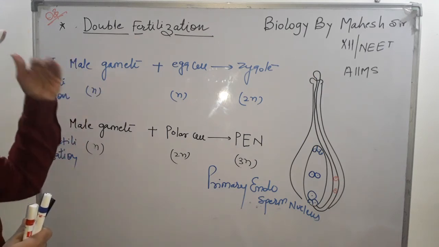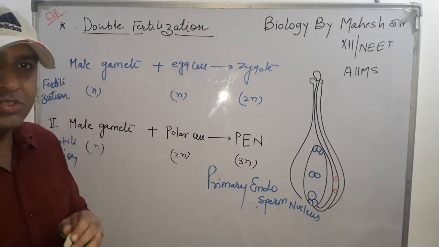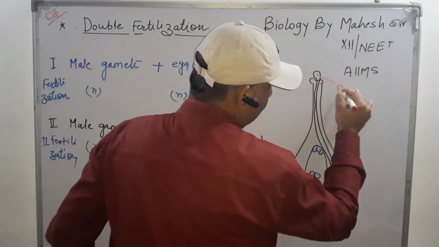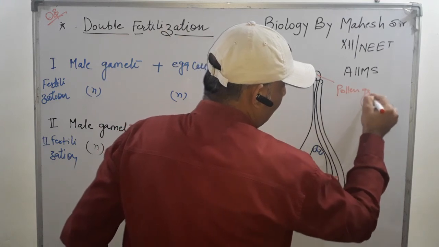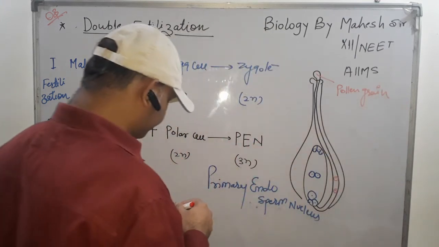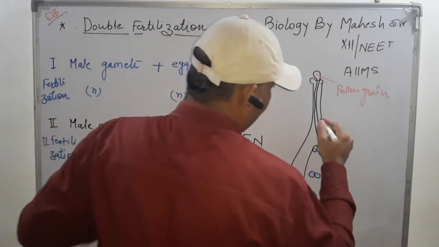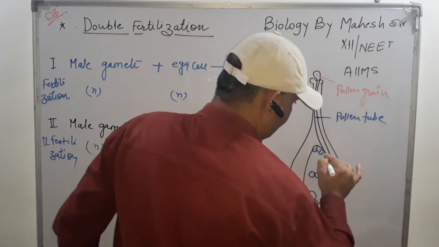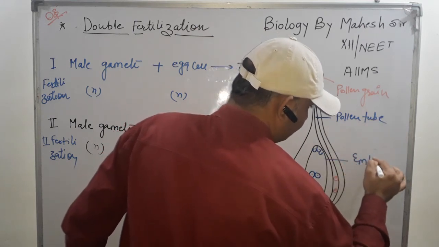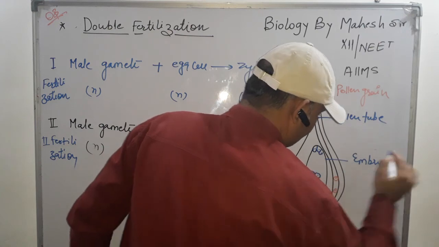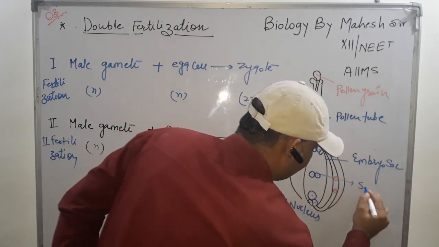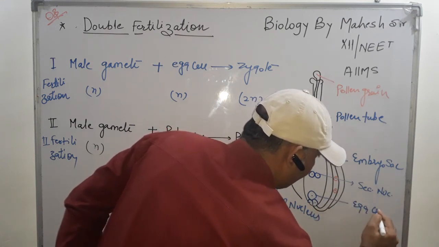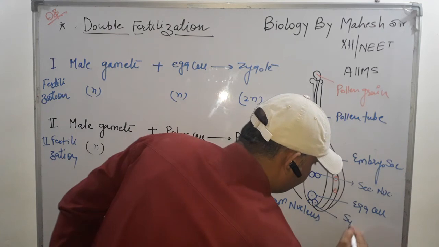First of all you write the definition of double fertilization and triple fusion. After that you draw the diagram in which there is the pollen grain, then a pollen tube, the embryo sac, the secondary nucleus or polar nucleus, the egg cell and the synergid cell.